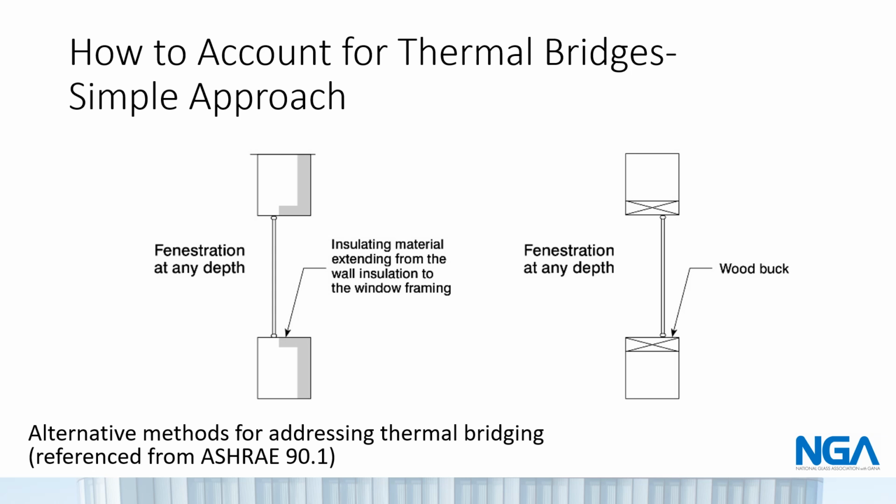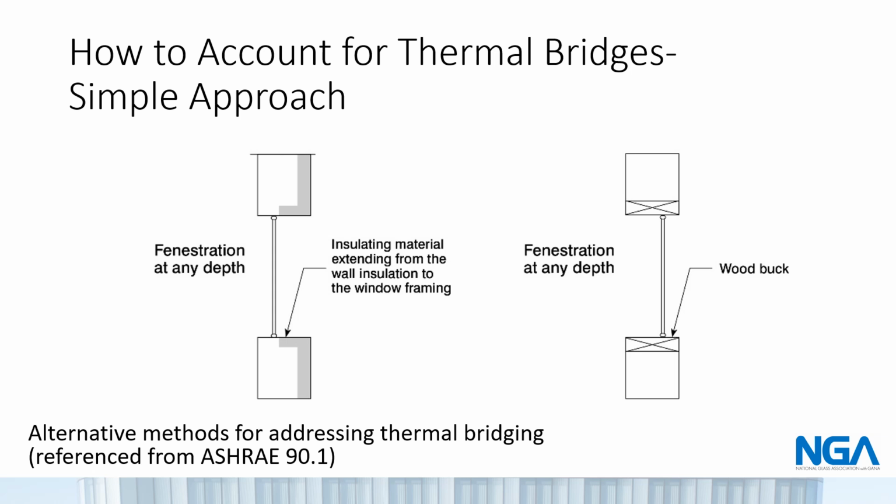Aligning the glazing system and the wall insulation is not always possible because of functional considerations such as structural design or simply for design aesthetics. Therefore, ASHRAE 90.1 also includes other options for recessed windows or offset construction.